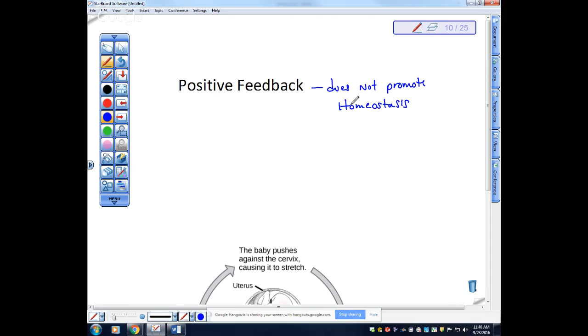Okay, so positive means that the response to the stimulus increases the stimulus. Okay, so the example that your book gives is labor.